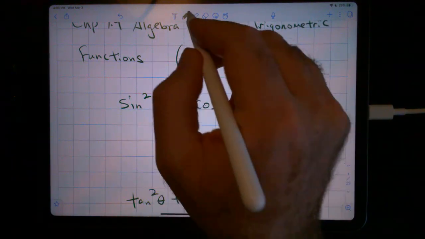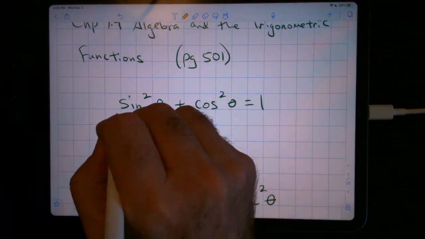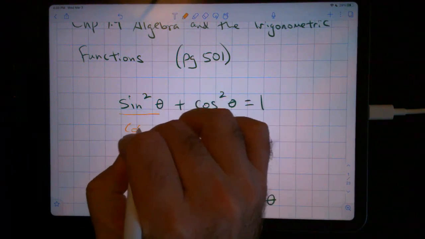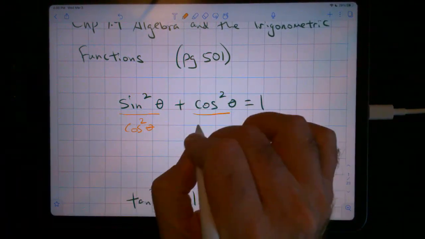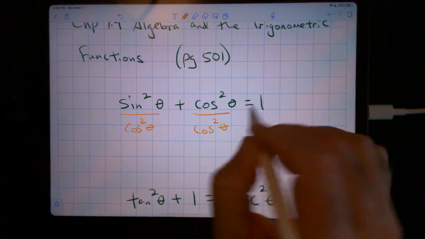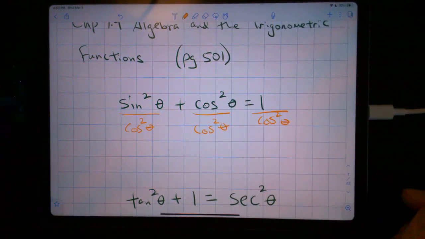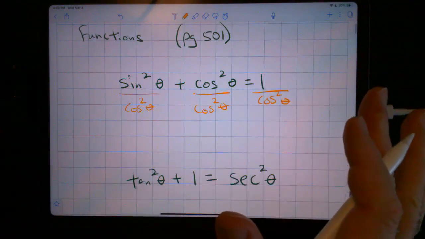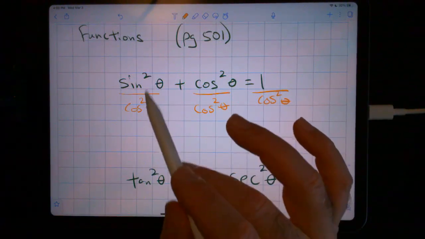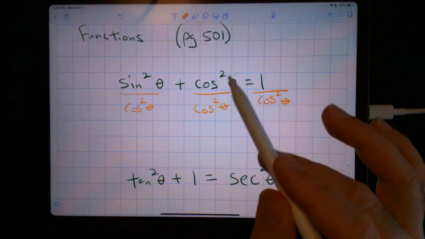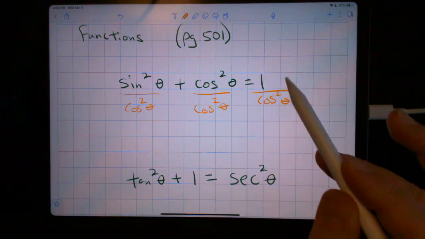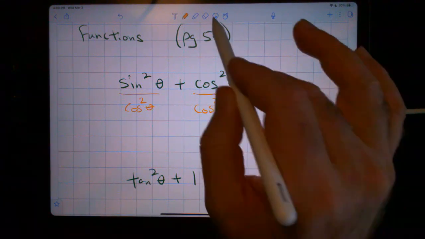So if I divide everything by cosine squared theta, sine over cosine is tangent, cosine over cosine is 1, and 1 over cosine is secant.